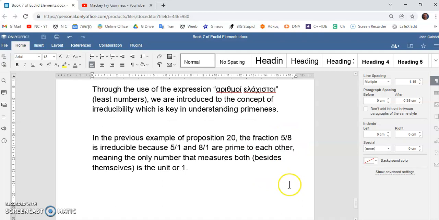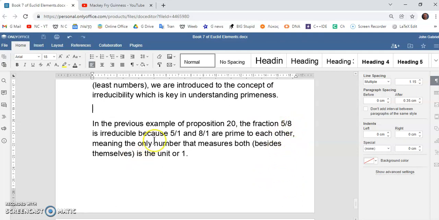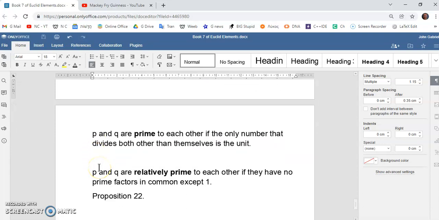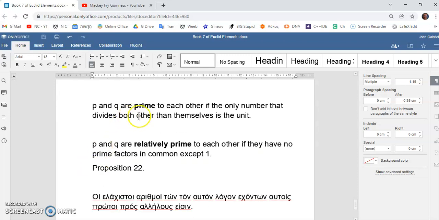In the previous example of proposition 20, the fraction 5 over 8 is irreducible because 5 over 1 and 8 over 1 are prime to each other, meaning the only number that measures both besides themselves is the unit, or 1. So in this number here, only 5 and 1 measure this number, and only 8 and 1 measure this number. So they only have 1 in common. That's what it means to be prime to one another. So P and Q are prime to each other if the only number that divides both other than themselves is the unit. That's what it means to be prime.